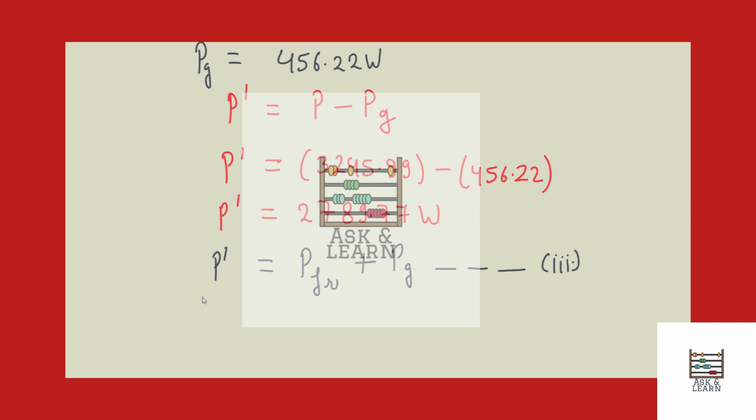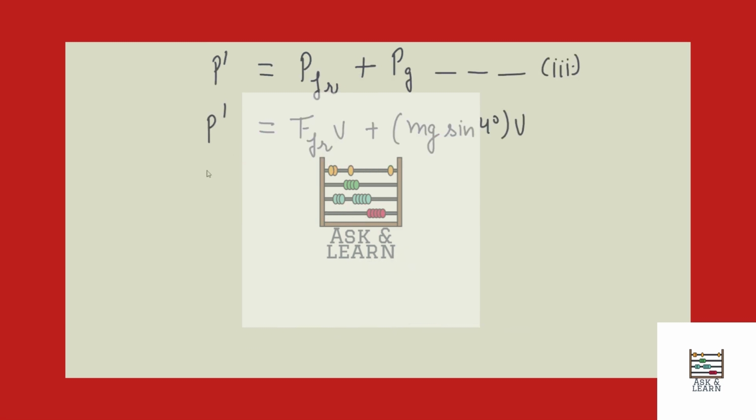Now here we can write this as P dash equals F_fr multiplied by v plus m multiplied by g multiplied by sine 4 degree multiplied by v. Now here we can write this as P dash equals b multiplied by v square multiplied by v plus m multiplied by g multiplied by sine 4 degree multiplied by v.